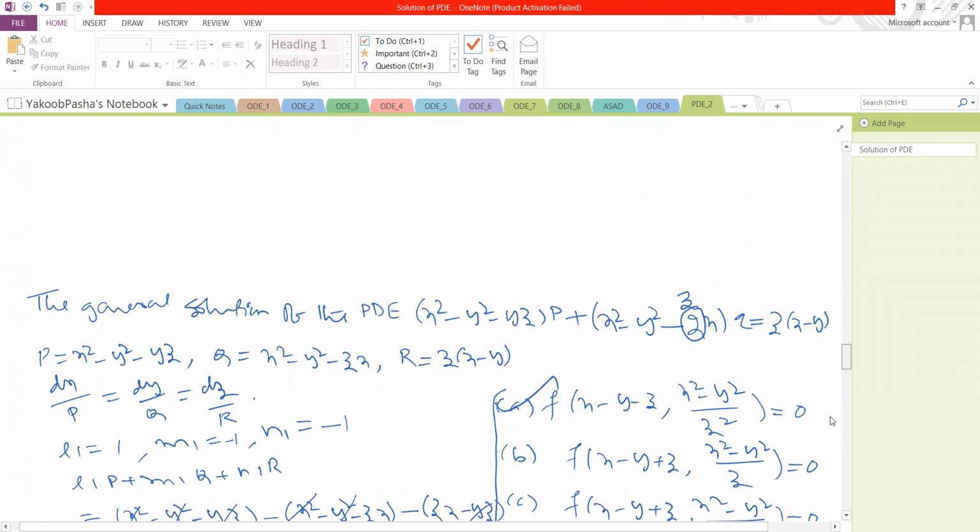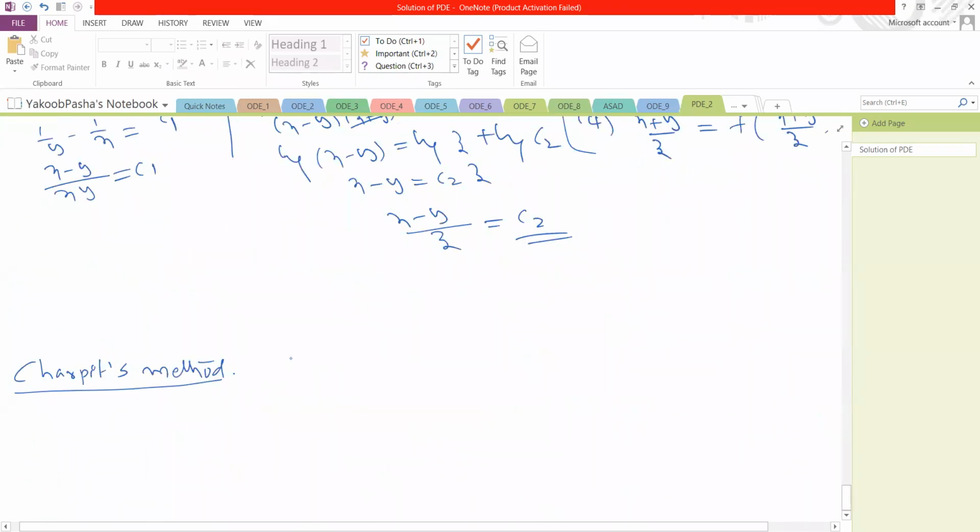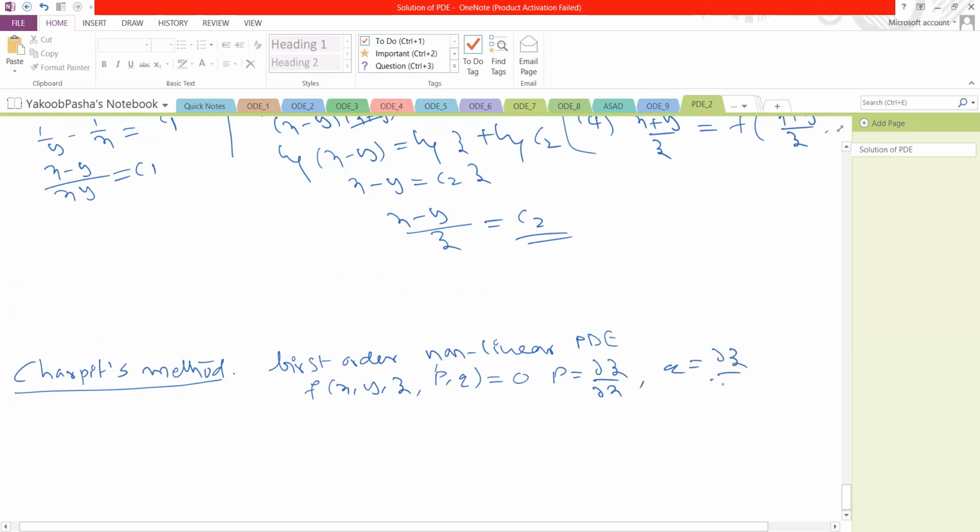Next, first we have to consider first order non-linear PDE. The PDE is in the form of f of x, y, z, p, q is equal to 0, where p is the first order partial derivative, dou z by dou x, and q is the first order partial derivative with respect to y.